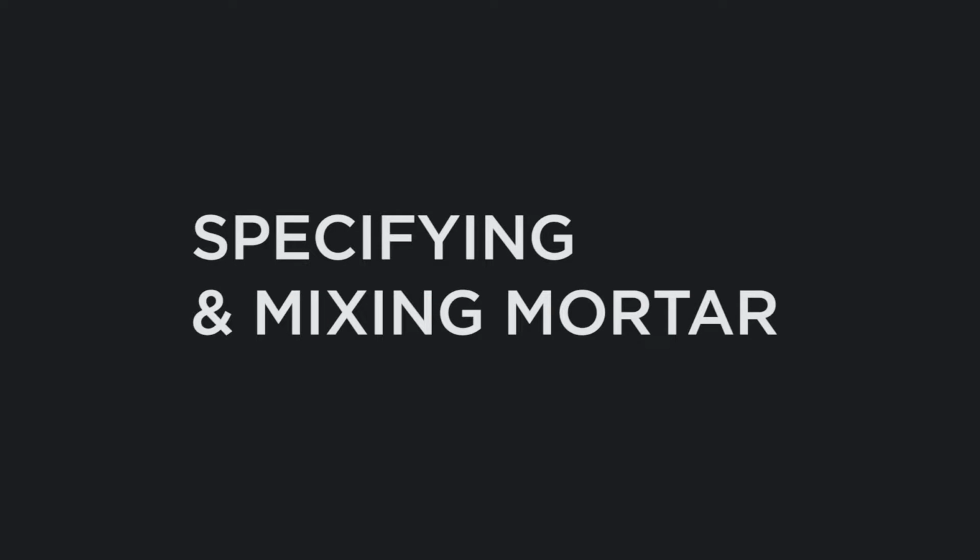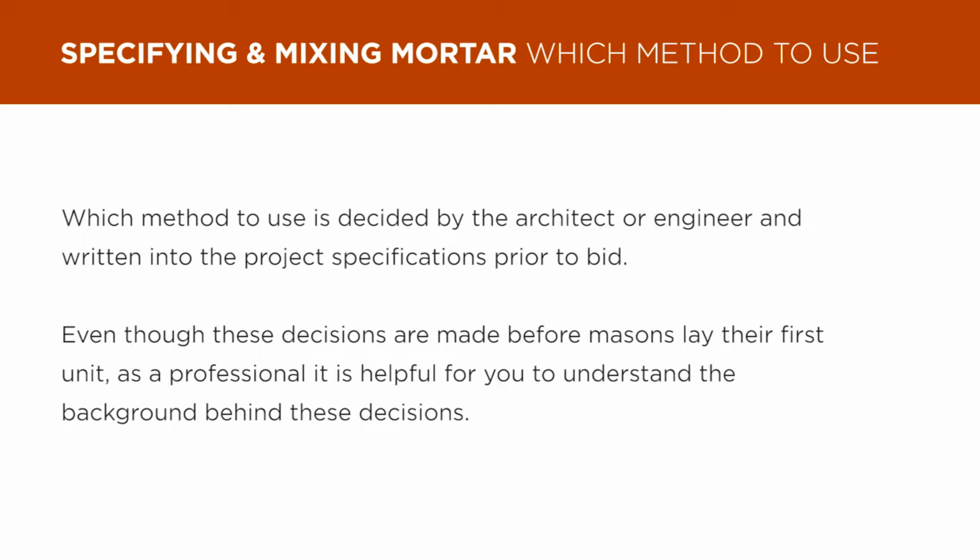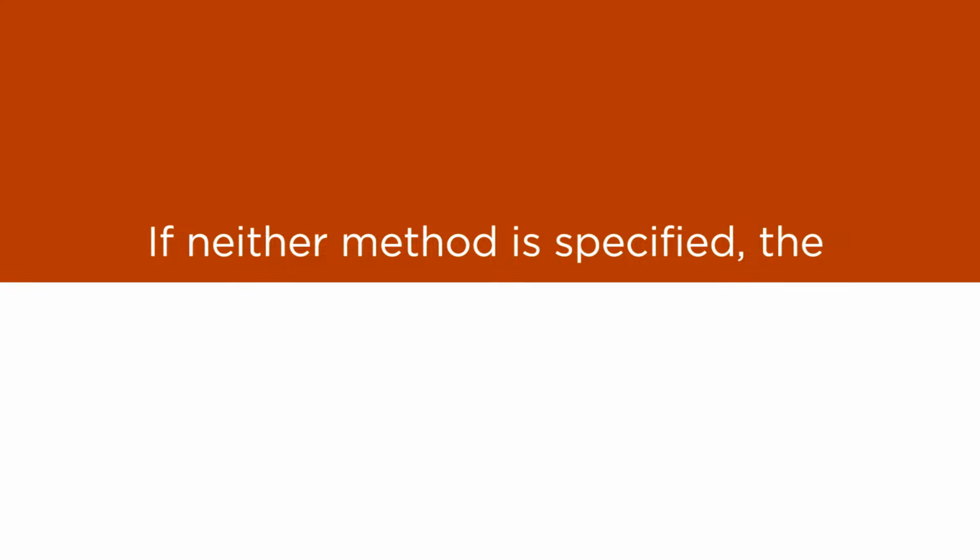We know about mortar types, but how does that affect the work in the field? ASTM provides the architects, engineers, and masons two methods of specifying and mixing mortar. One is called the proportion method, the other method is the property method. Which method to use is decided by the architect or engineer and written into the project specifications prior to bid. Even though these decisions are made before the masons lay their first unit, as a professional it is helpful for you to understand the background behind these decisions.